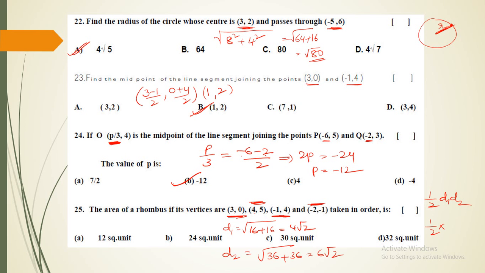Directly when I substitute these values, half into d1, which is 4 root 2, into d2, which is 6 root 2. So root 2 into root 2 is 2. The 2 gets cancelled. 6 fours are 24. So the answer is 24 square units.